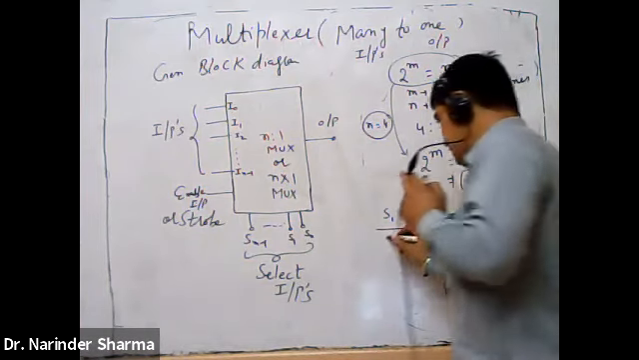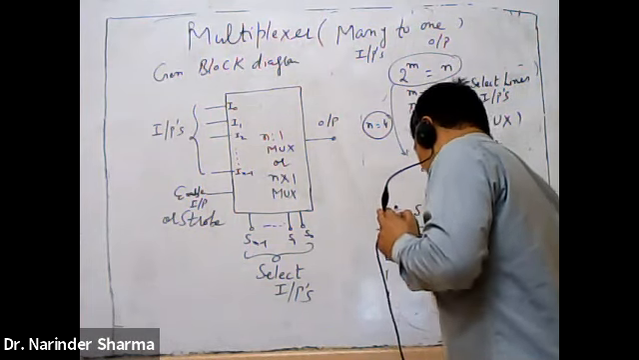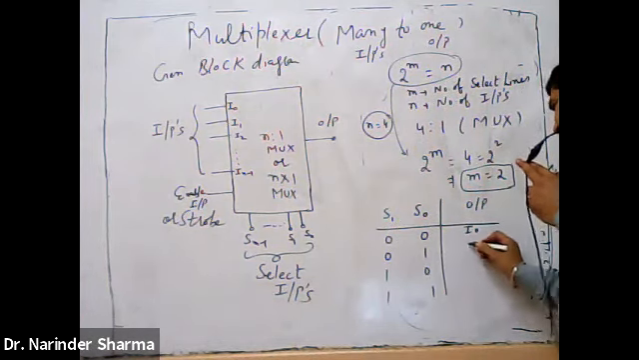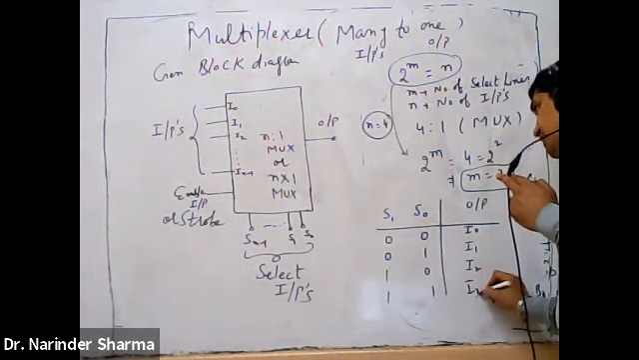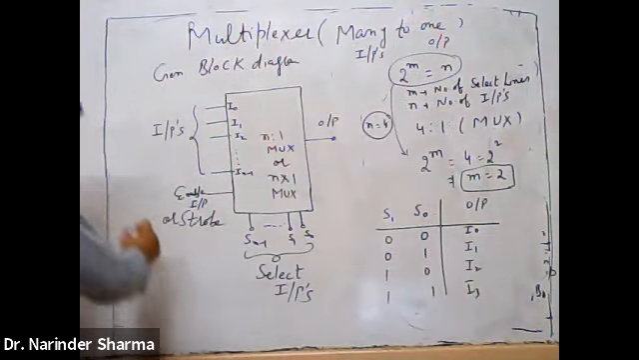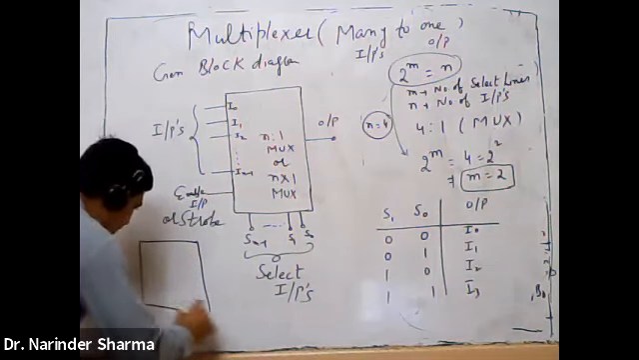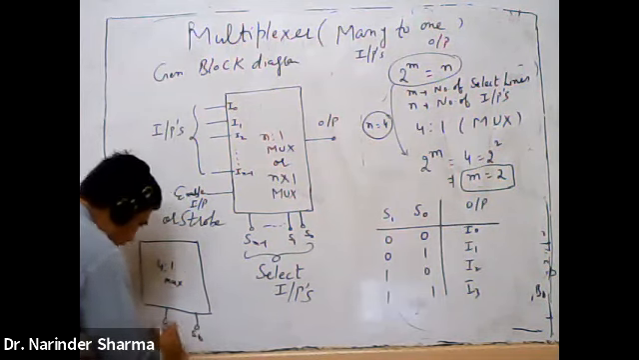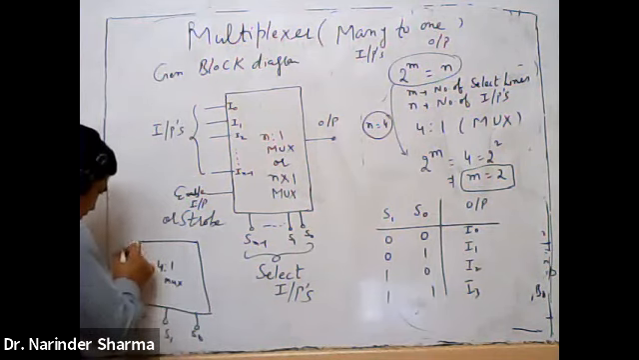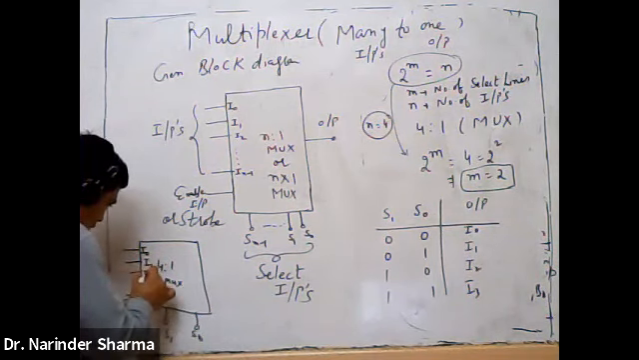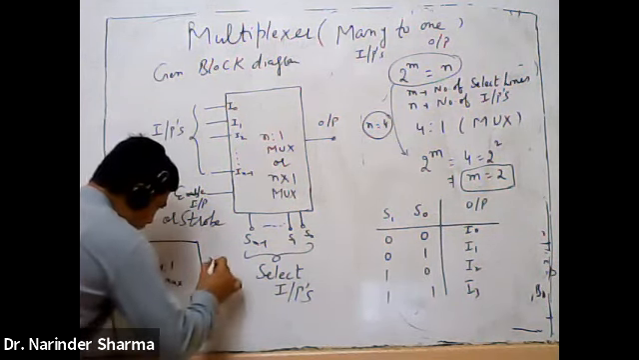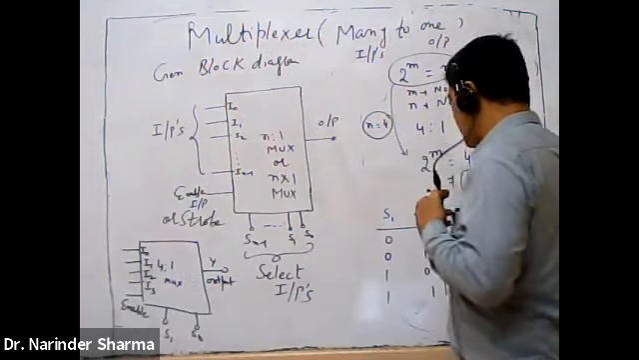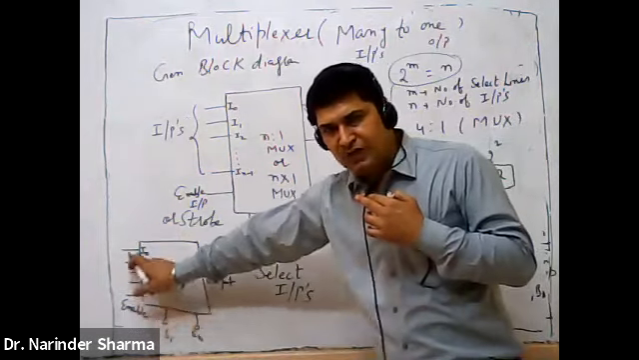Here, 0 0, 0 1, 1 0, 1 1. When both the select lines are 0, at the output there would be I0. When the select lines are 0 1, I1, then I2, I3. For a 4 is to 1 mux, we normally consider two select lines, S1 and S0. This is the enable. Enable is compulsory. How many inputs are there? I0, I1, I2, I3. This is the output. You can name it anything. I have written output Y. So there are 4 inputs, I0, I1, I2, I3.